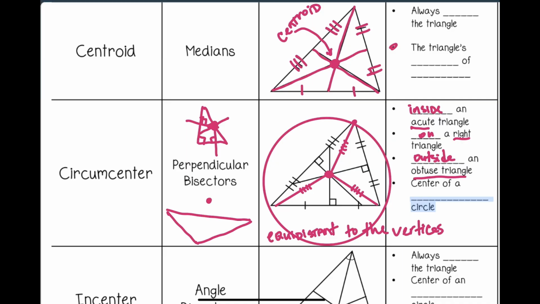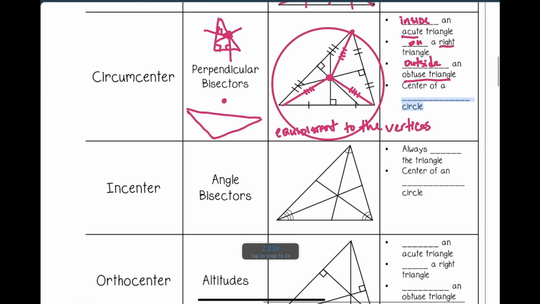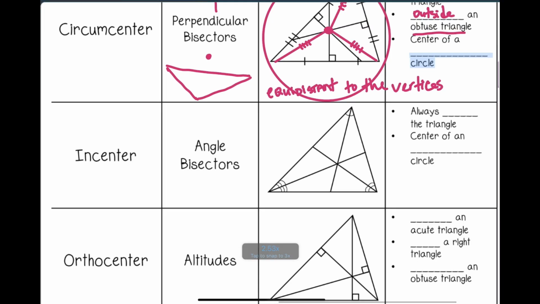All right, the next one is called the incenter, and it is made up of angle bisectors. If you look, these are cut in half. And this is my incenter right there. Always inside the triangle, no matter what kind of triangle it is. It's always inside of the triangle. And it is the center of an inscribed circle. Inscribed circle. And I notice I missed one for the one above it.